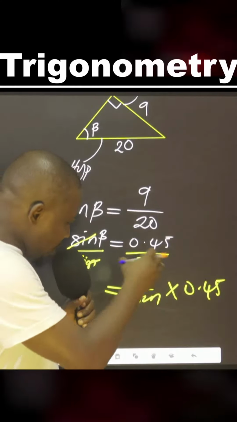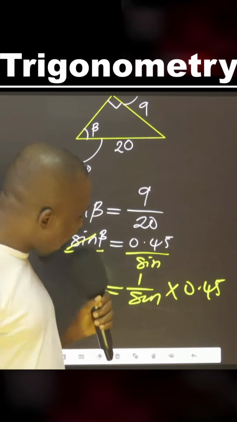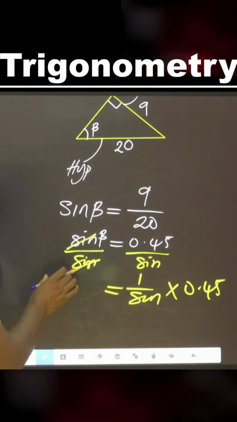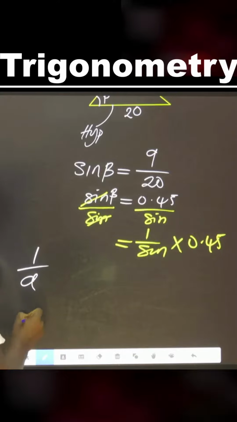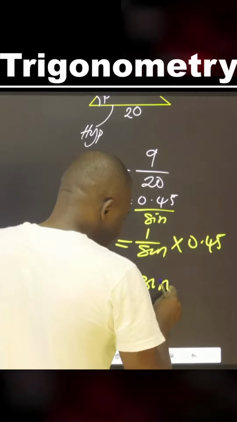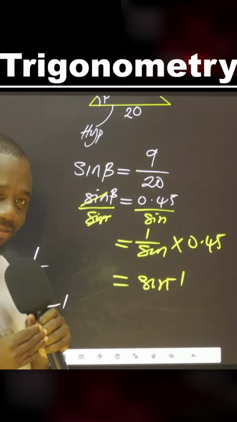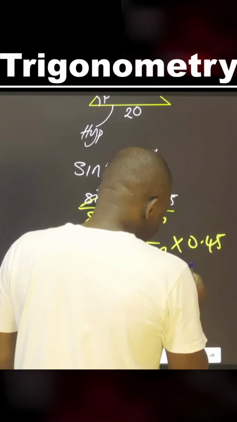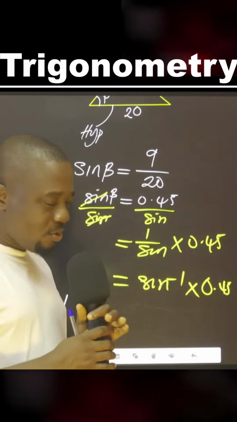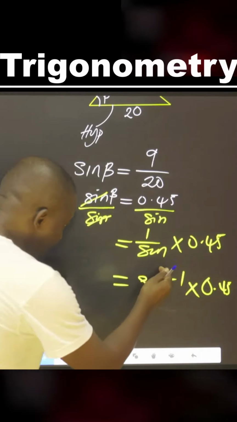Okay, I don't want to jump to inverse of sine. I'm just trying to show you how we arrive at that. What is the meaning of this in indices? In indices, to have anything like this, you can also write it like this. So I can write this now as sine raised to power -1. That is inverse of sine. Still, then I put this times here, 0.45. Mathematically, we don't write it like this. I'm just trying to show you how we come about this.